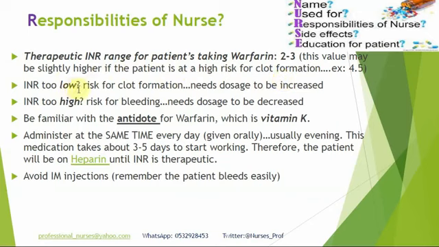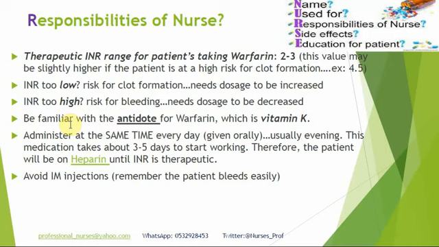What do we have to do if the INR is too low? If the INR is too low, this means the patient is not taking enough dosage of the drug, so he is at risk for clot formation, and we have to adjust the dosage, usually by increasing it. What do we have to do if the INR is too high? This means the patient is at risk for bleeding, and we have to adjust the dose, decrease it, or hold it for 1 or 2 days and monitor the INR.